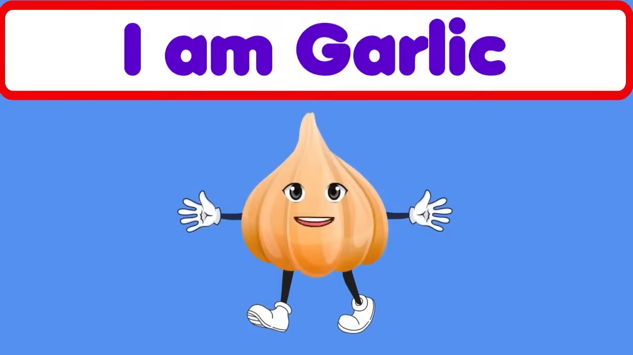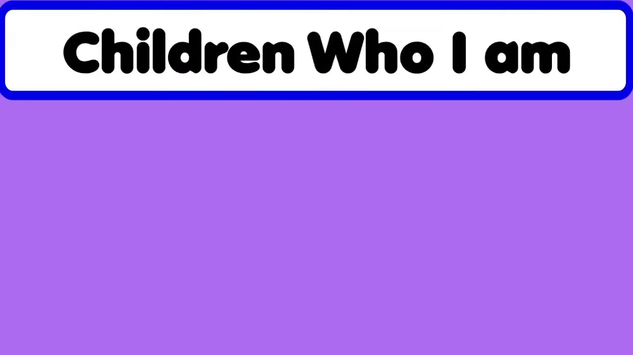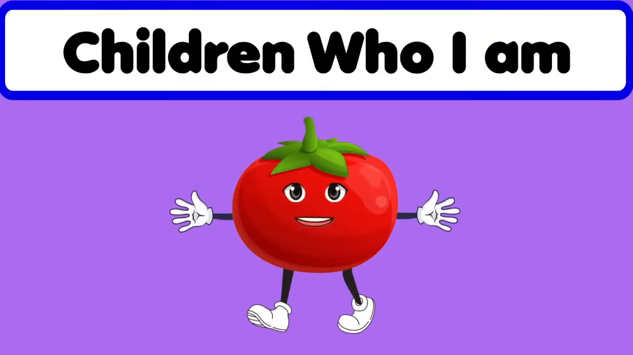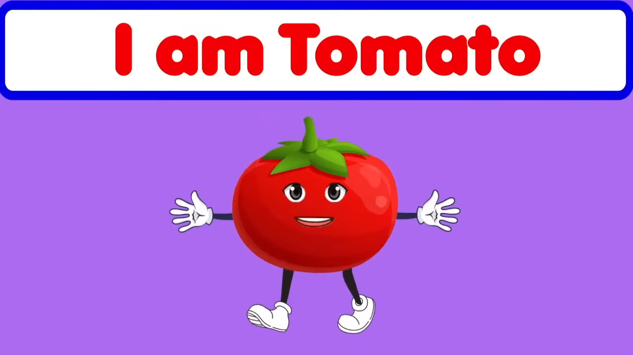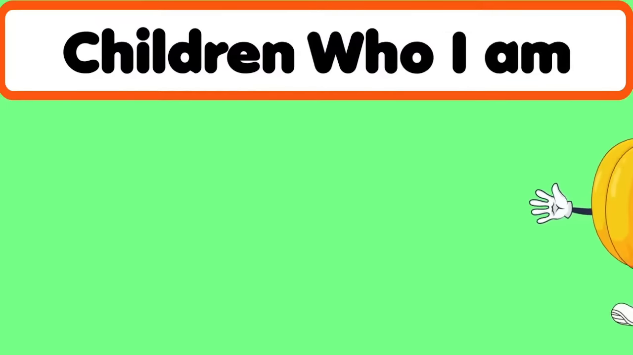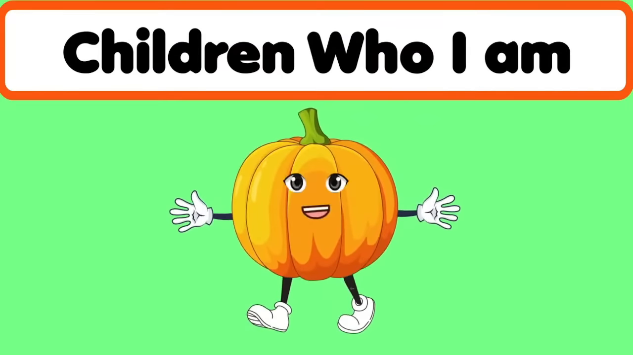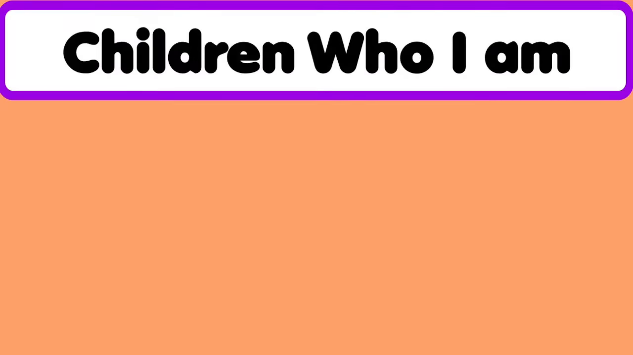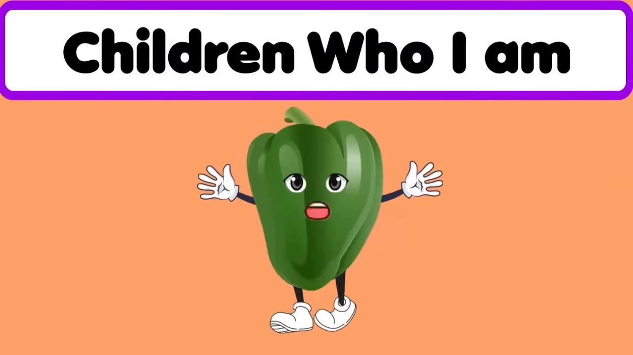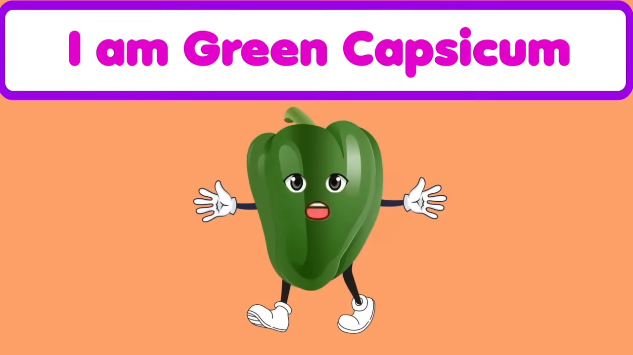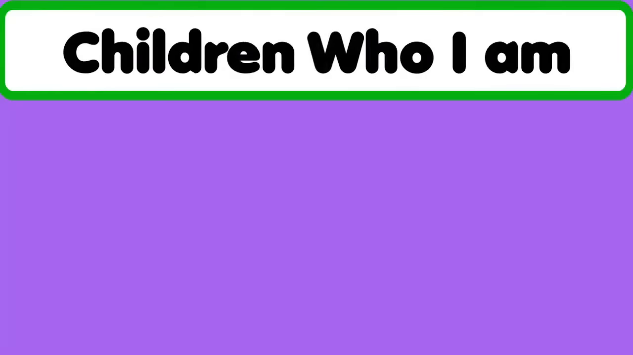Garlic. Children, who am I? Tomato. I am a tomato. Children, who am I? Pumpkin. I am a pumpkin. Children, who am I? Green capsicum. I am a green capsicum. Children, who am I?